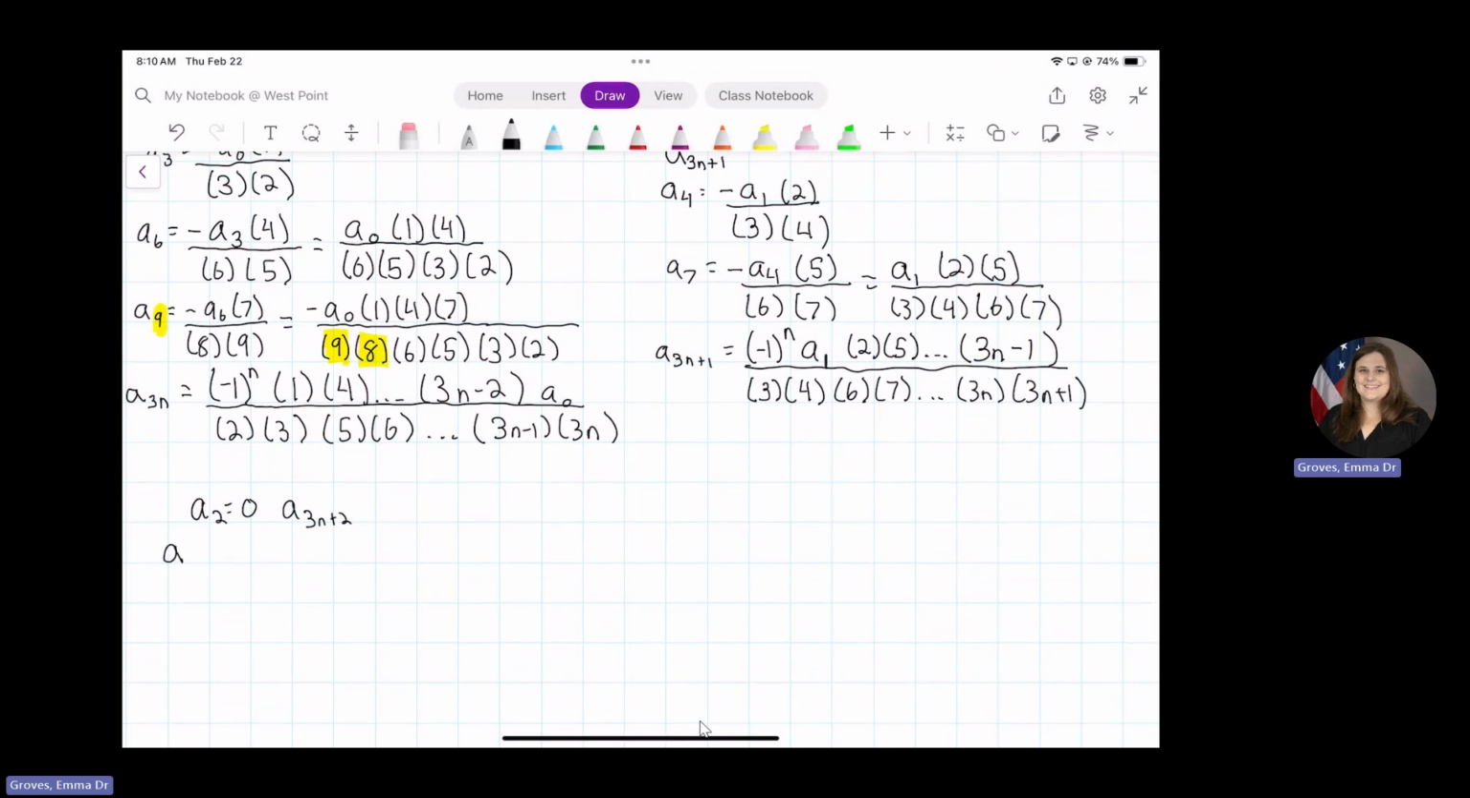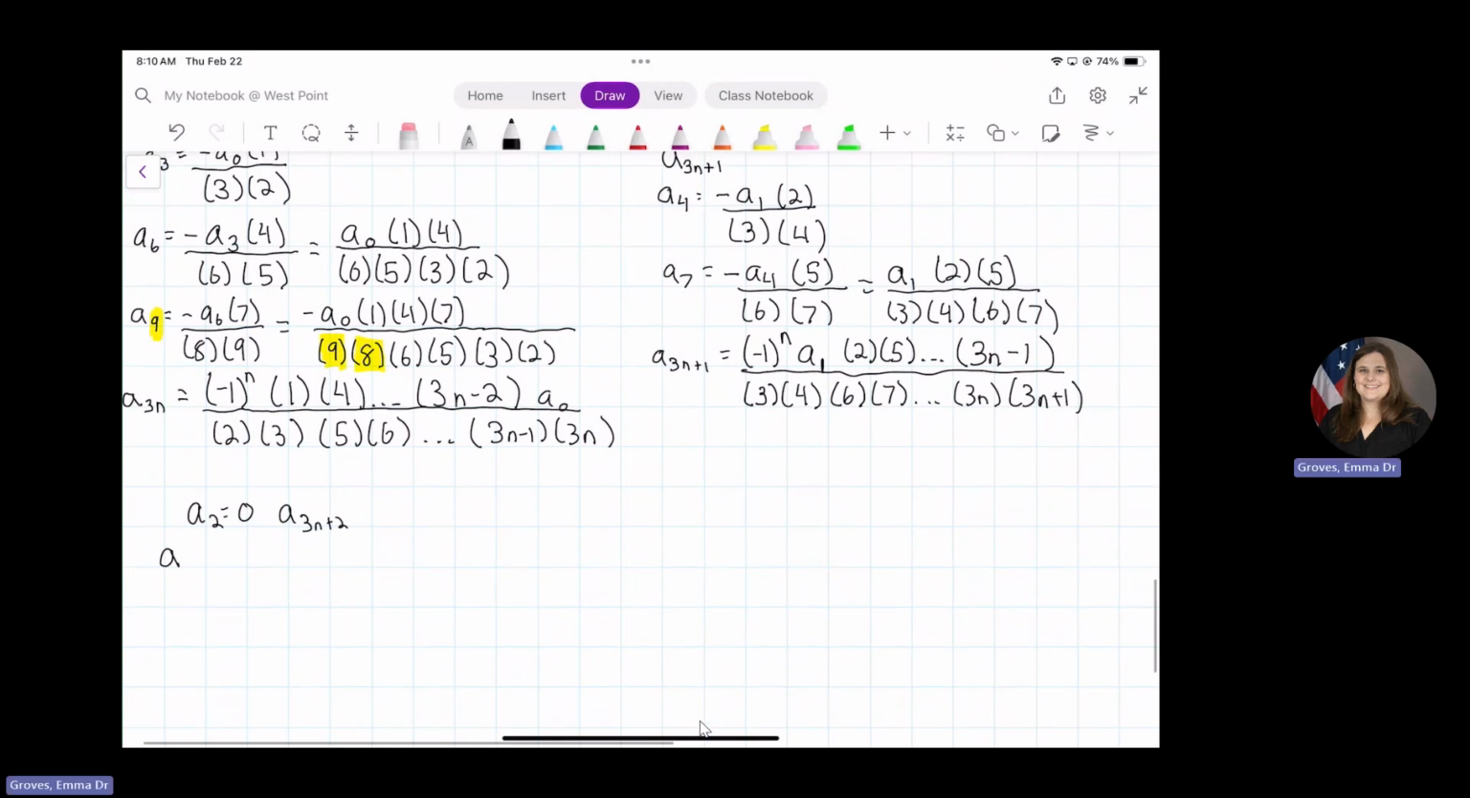So we'd have a5, which would be negative a2 times 3 over 4 times 5. Because it has a 0, right? So then a8 is also going to have a 0 because it depends on a5, but a5 we've just decided is now 0. So that's why all of these have a 0.